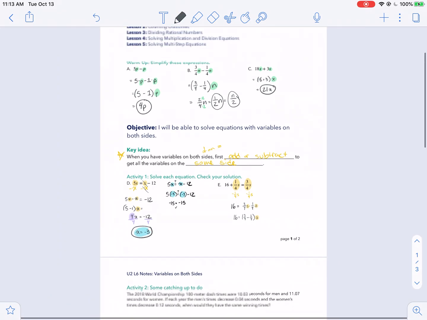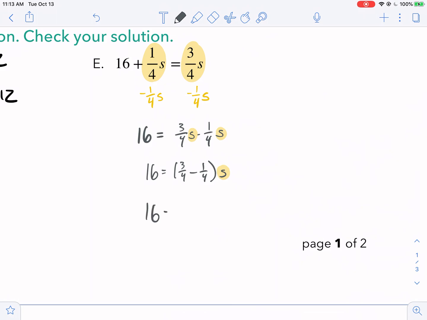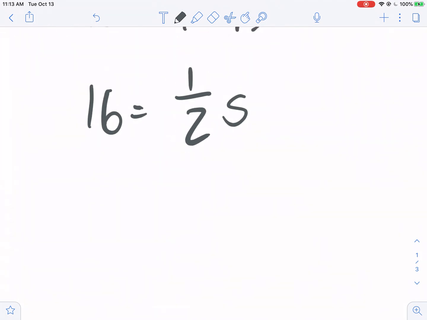I feel like we just did that. We did. Okay, that's 1/2. 2/4 is 1/2. Oh, now we have 1/2 s. How can we undo 1/2 times s?